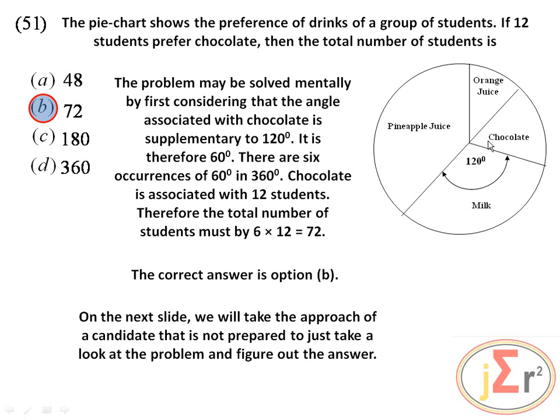Therefore, if 12 students are here, and that is represented by 1/6, we need to multiply that 12 students by 6 in order to determine the number of students in the entire survey, because the entire survey, which is the entire pie, is represented by 360 degrees. 60 degrees into 360 is 6, so we need to multiply that 12 by 6. The result is 72.